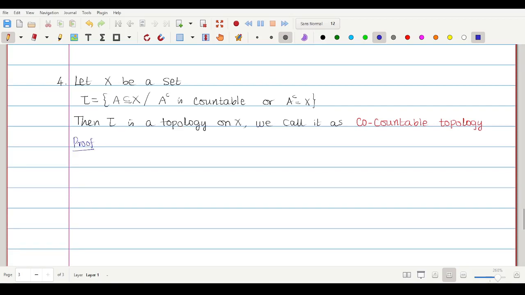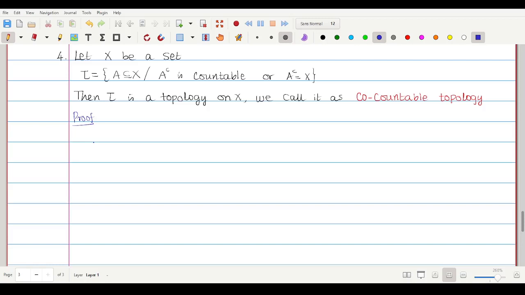Number 1: we need to show that the empty set is in tau. Since the empty set's complement is equal to the whole set X by this condition, if A complement equals X then A belongs to tau. So this implies that the empty set belongs to tau. I added this condition additionally only to bring in the empty set.